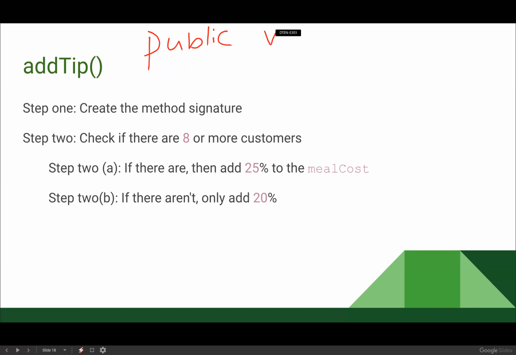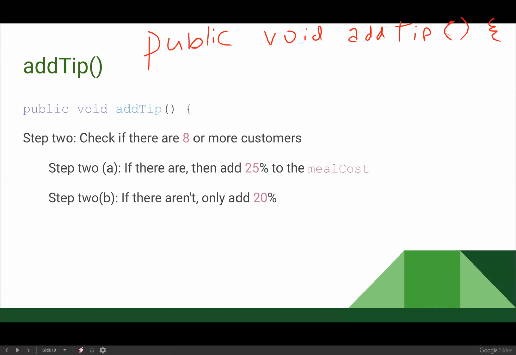So, public void addTip. We don't need any parameters because we're just going to be working with our instance variables. And we can open our curly brace. So there we go, we have our first line. We need to check if there are 8 or more customers, and we kind of wrote that already. If our number of customers is greater than or equal to 8, then how can I add 25% to my meal cost?